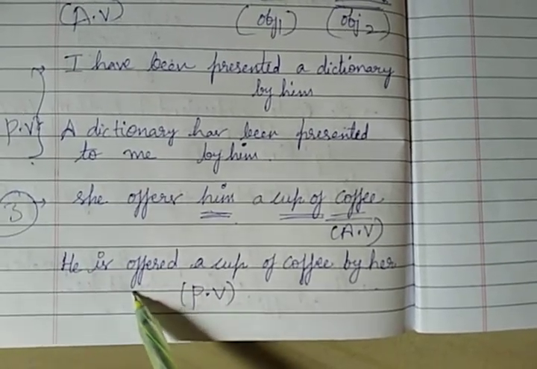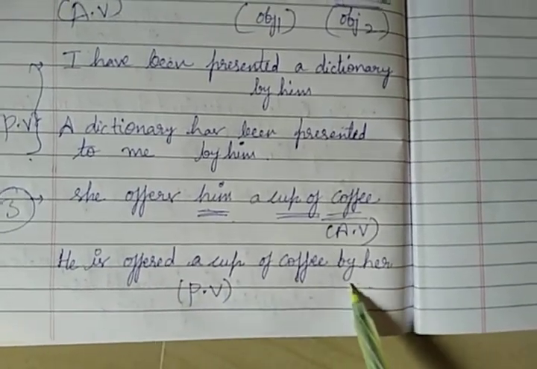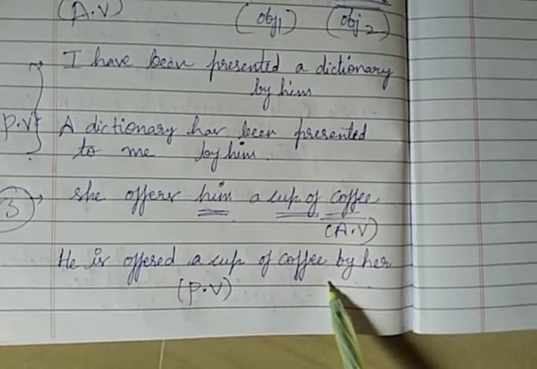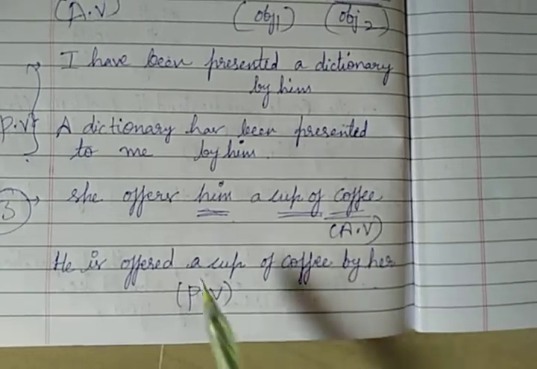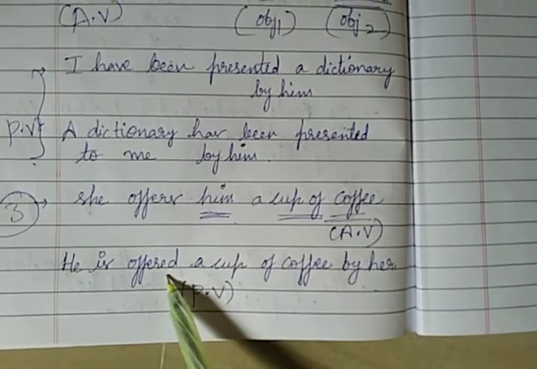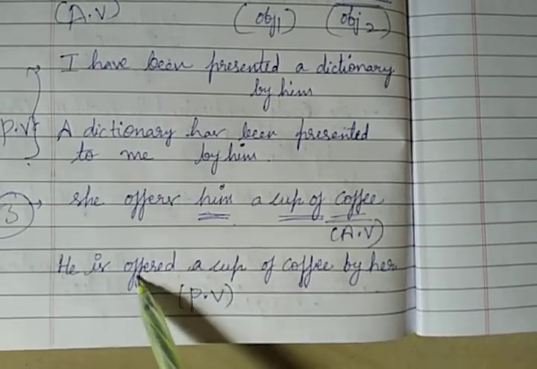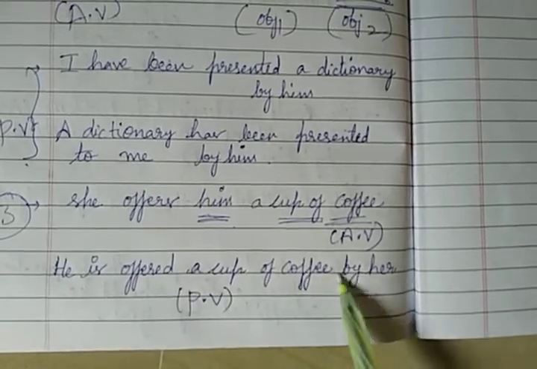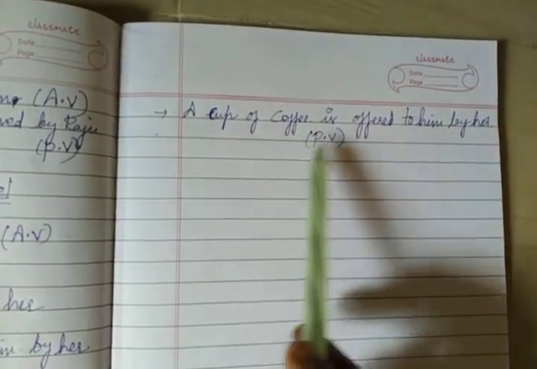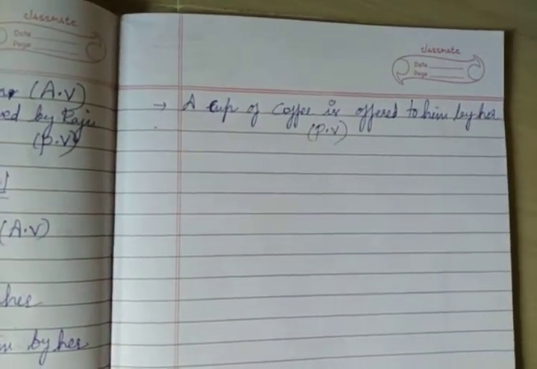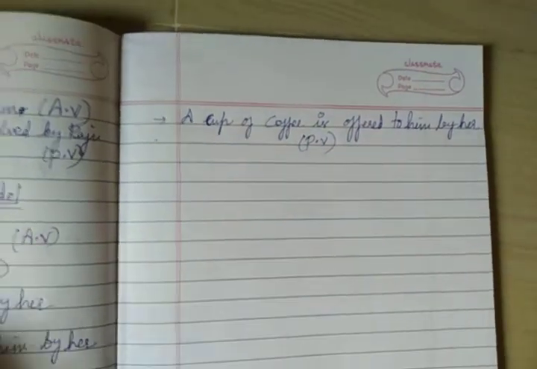He is offered a cup of coffee by her. By is our passive voice. It's compulsory in passive voice. We need to write by. Offered, it's a V3 form of offer. He is offered a cup of coffee by her. In the other way, a cup of coffee is offered to him by her. It's a passive voice, another form of passive voice.